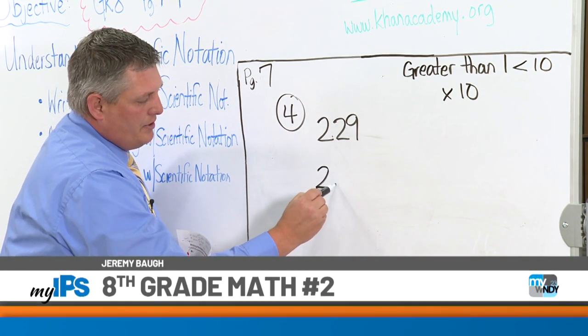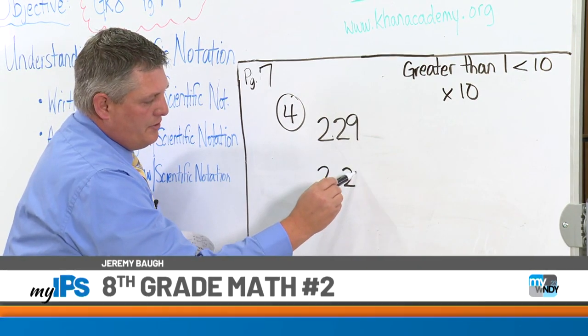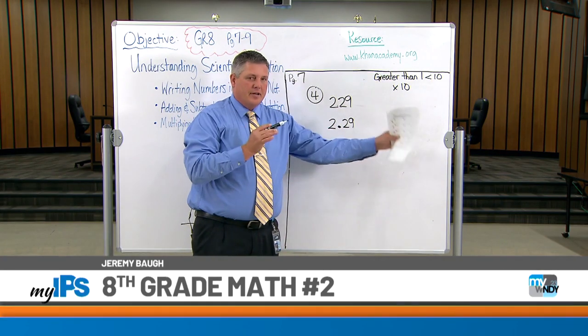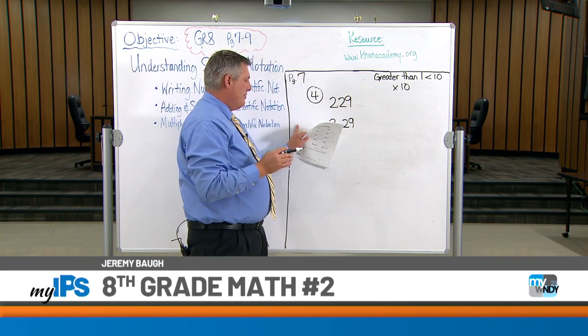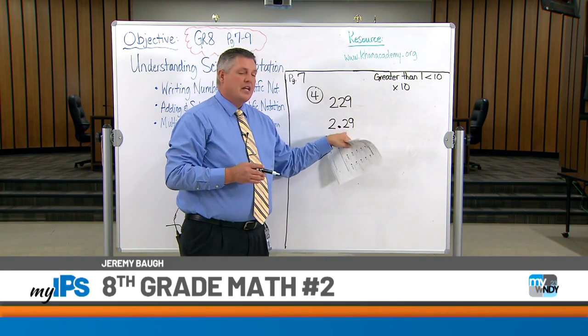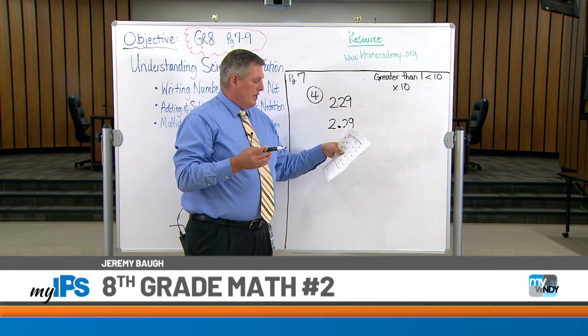So 2.29. Is that a number between 1 and 10? If I'm thinking about my number scale, it absolutely is. 1 would be right here, 10 would be right here. 2.29 or 2 and 29 hundredths is between 1 and 10.